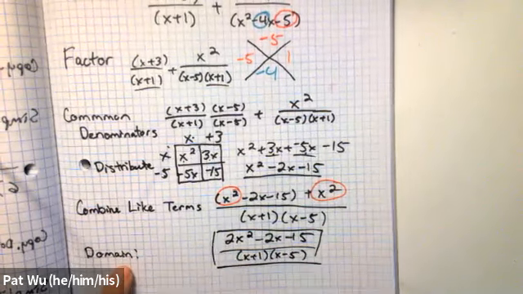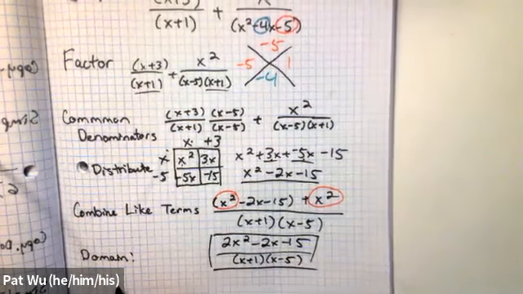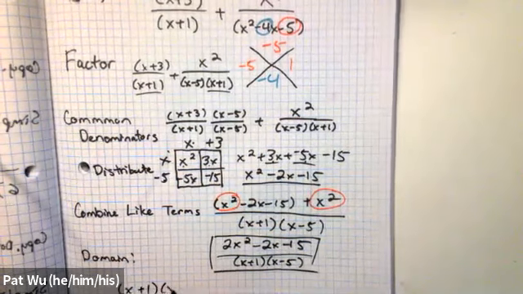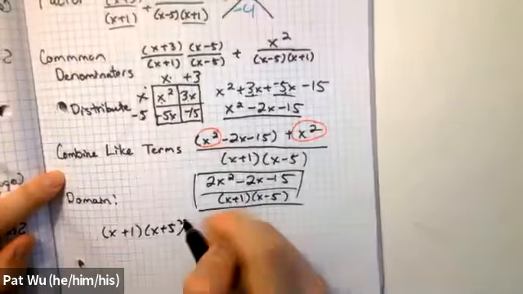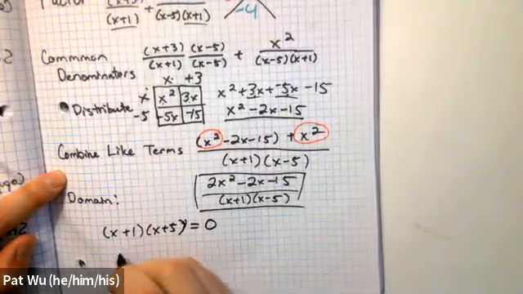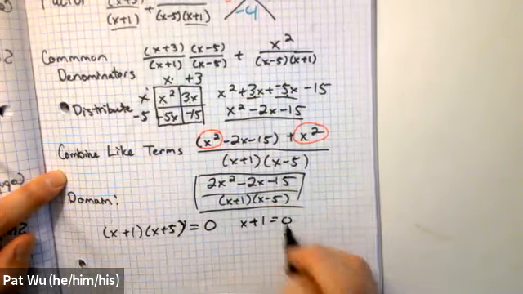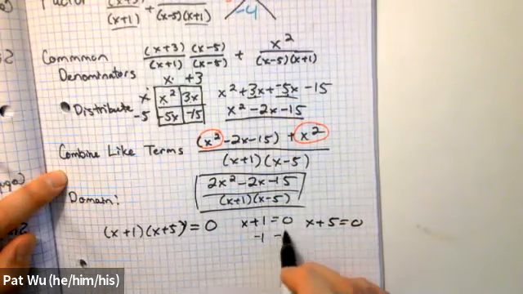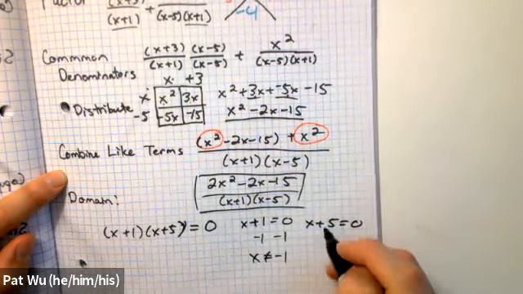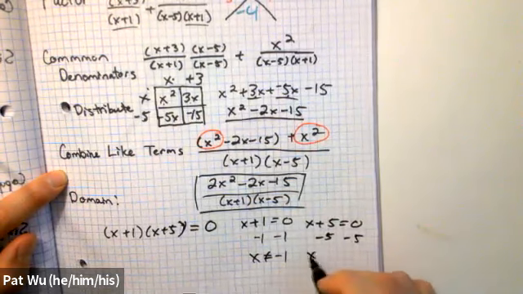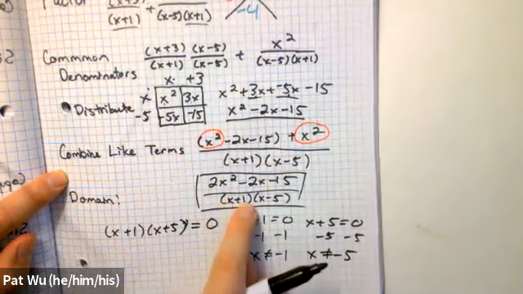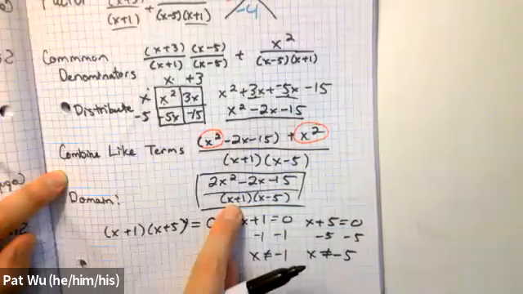As for the domain, when I'm checking to see what numbers cannot go in the domain, all I do is take my denominator, (x + 1)(x + 5), and set that equal to 0. That means x + 1 could equal 0, or x + 5 could equal 0. If x + 1 equals 0, that means x cannot equal -1, and if x + 5 equals 0, that means x cannot equal -5. Because if I put -1 here for my denominator, -1 plus 1 is 0, and I cannot have 0 in my denominator.